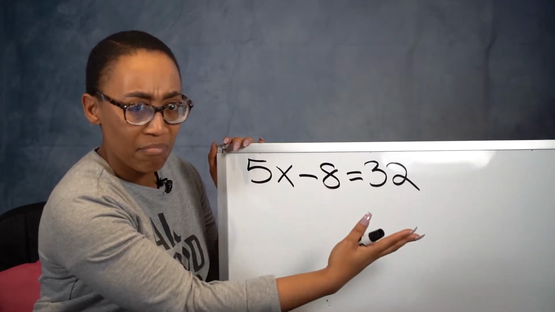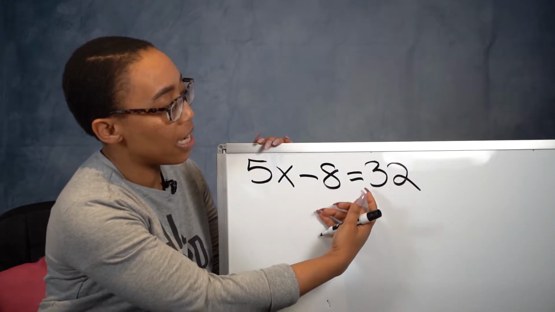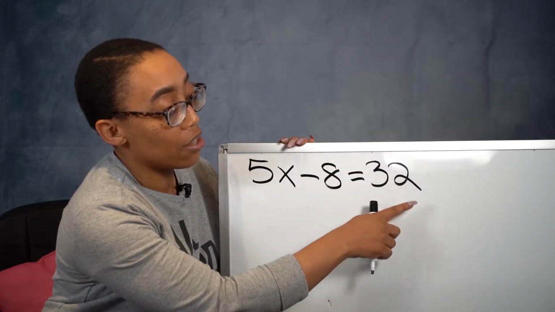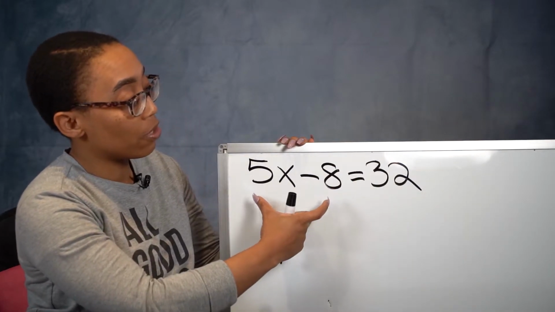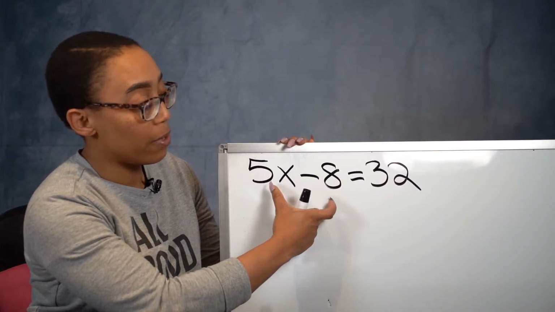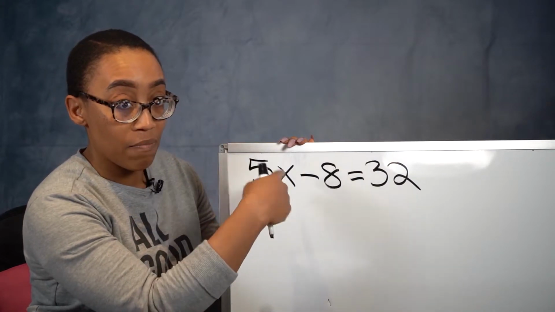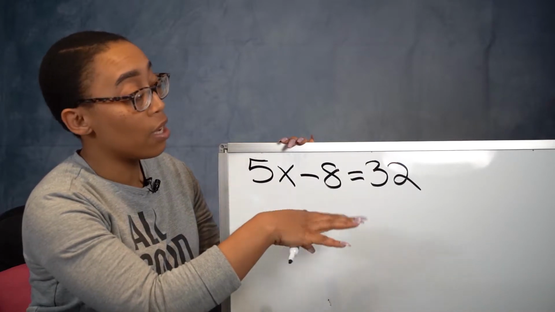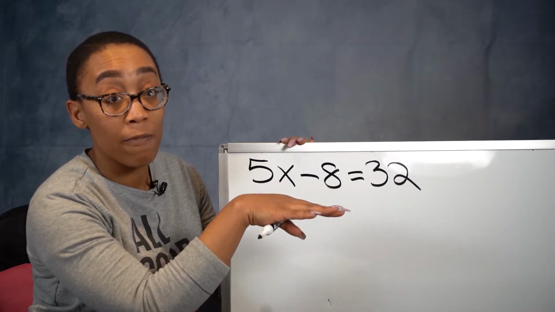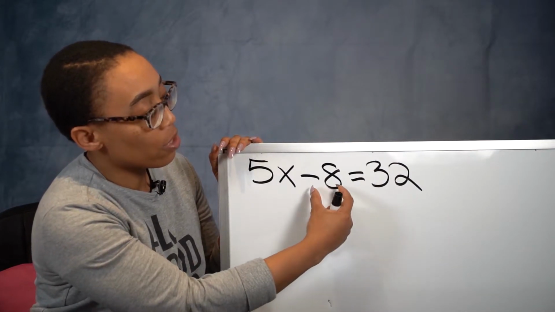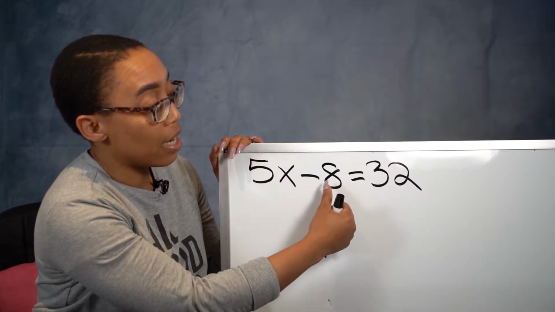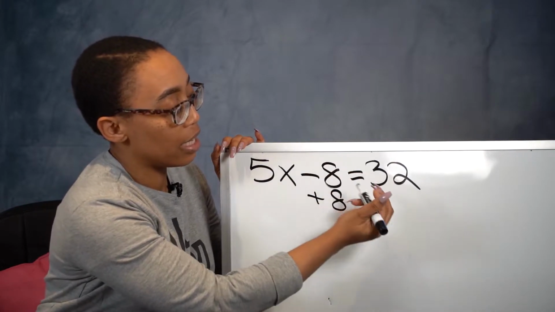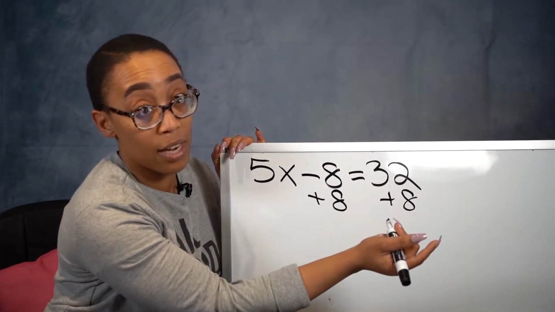But let's get to this problem. We have 5x minus 8 equals 32. I'm going to get all the variables on this side and all the numbers on that side. What is the easiest thing to move between 5x and 8? To me, it's 8, because 8 is by itself. 5 is connected to a variable. So the quickest thing to do is to move 8 first. This is minus 8. In order to move a number, you have to do the opposite. Minus 8, opposite is plus 8. What you do on one side of the equation, you do to the other side.